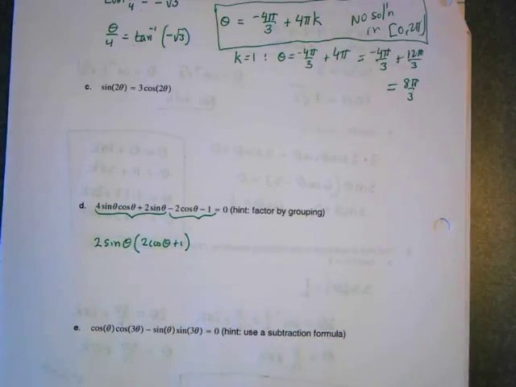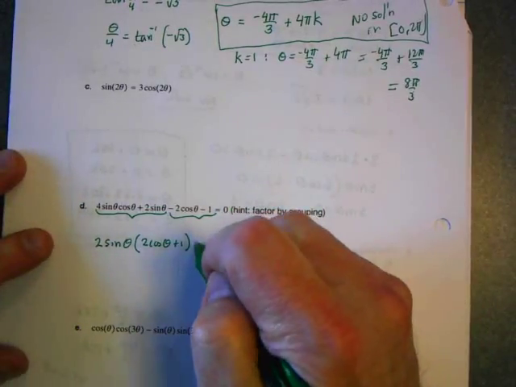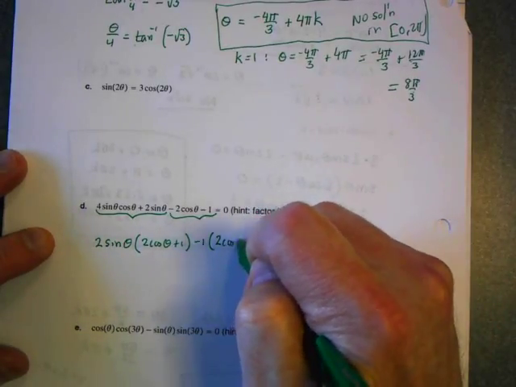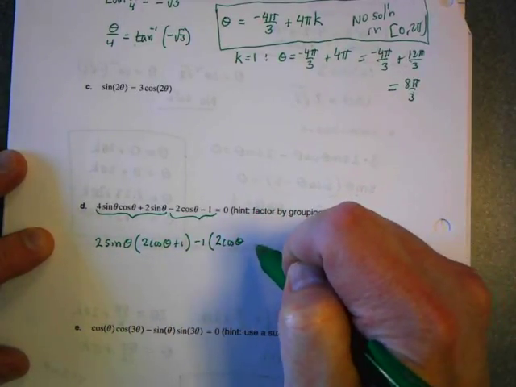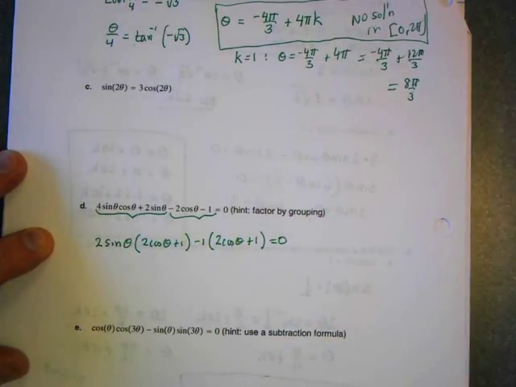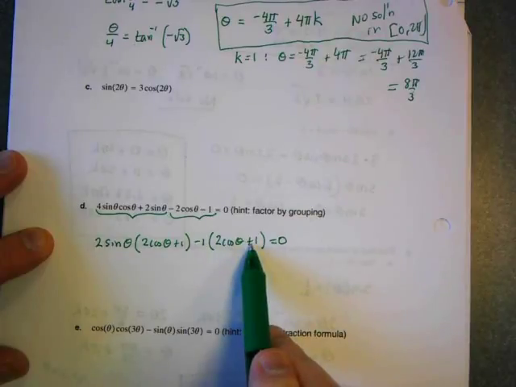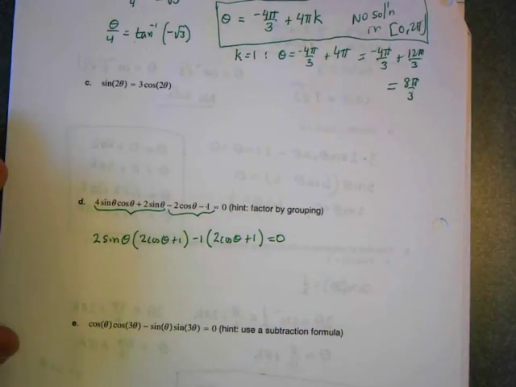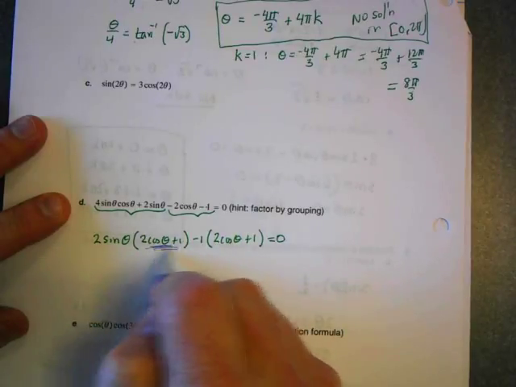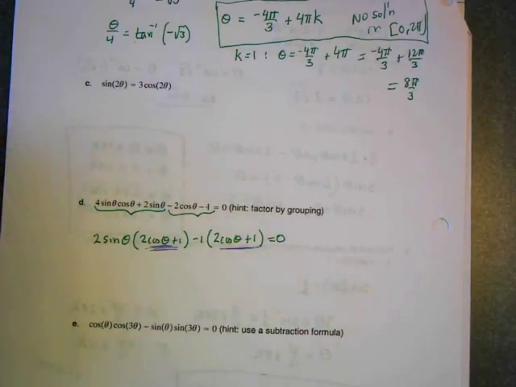What's common in the second group? A negative 1 is really the only thing common in the second group. So we'll take out a negative 1. What's left over? 2 cosine theta plus 1. Why does it have to be a plus 1? Because negative 1 times plus 1 gives me the negative 1 back. And besides, if you remember your factor by grouping, those two things need to match up perfectly.